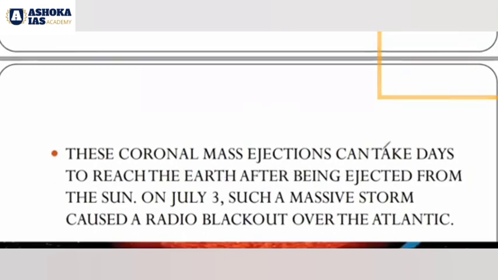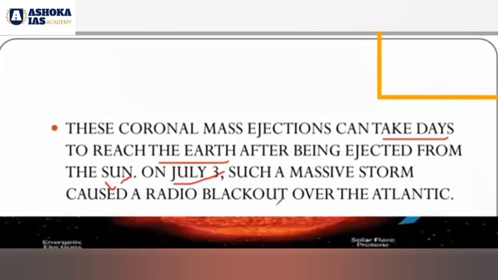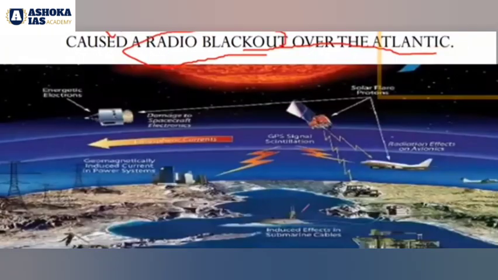Now, the coronal mass ejection can take days to reach the Earth after being ejected from the sun. So it may take some time to reach the Earth. It may take very little time also. It may take a little bit more time also. On 3rd July, such a massive storm caused a radio blackout over the Atlantic. So near the Atlantic Ocean, we observed that a radio blackout took place on the 3rd July because of this ejection of coronal mass.